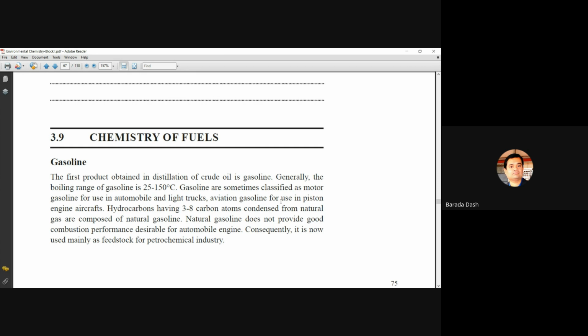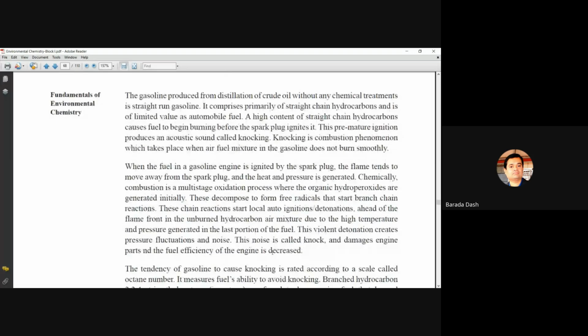Gasoline is sometimes classified as motor gasoline for use in automobiles and light trucks, and aviation gasoline for use in piston engine aircraft. Hydrocarbons having 3 to 8 carbons condensed from natural gas are composed of natural gasoline. Natural gasoline does not provide good combustion performance desirable for automobile engines. Consequently, it is now used mainly as feedstock for the petrochemical industry. So this is called gasoline, basically a petroleum product.